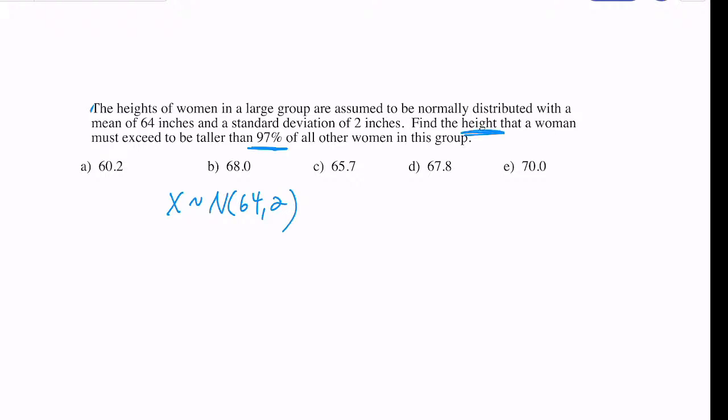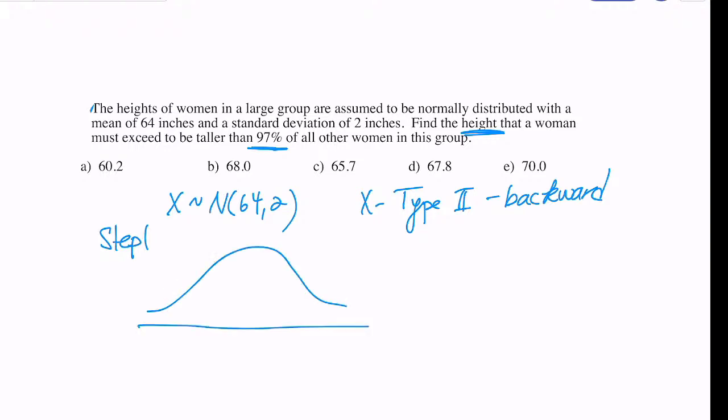This is an example of an X type 2 problem. It's a backward problem, because I give you the probability. So we begin a two-step process. We draw the Z distribution and mark where we would be to be in the 97th percentile. I write 97 percent and ask what would be the Z? How many standard deviations must a woman be to be in the 97th percentile?